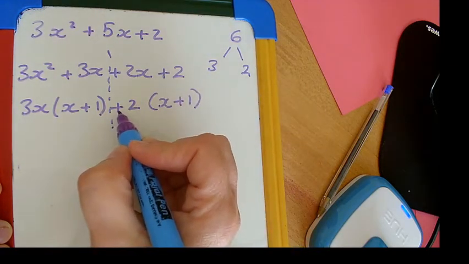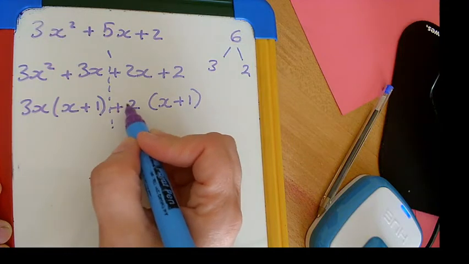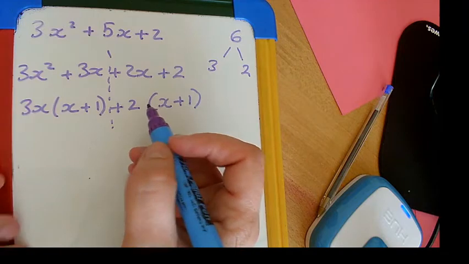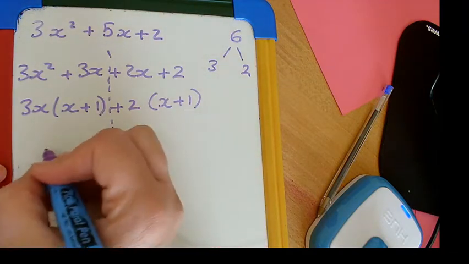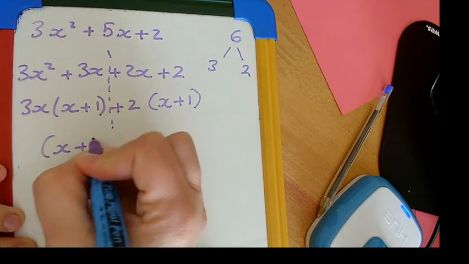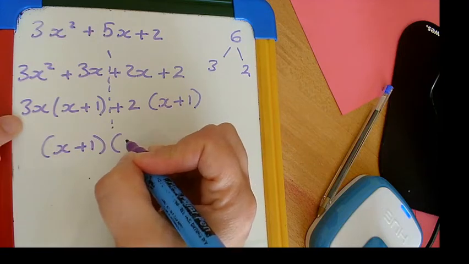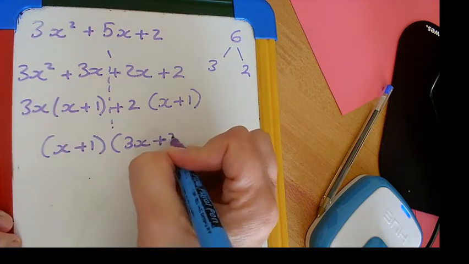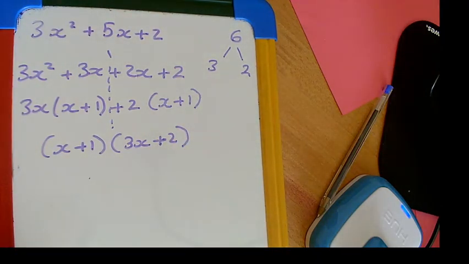Notice I've got a plus here. There's got to be a sign here. You can't just leave it blank. If it's not a minus, it's a plus. Now the bracket that's in common is x plus 1. Here I'm left with a 3x. And here I'm left with a 2. And there is my expression factorized.